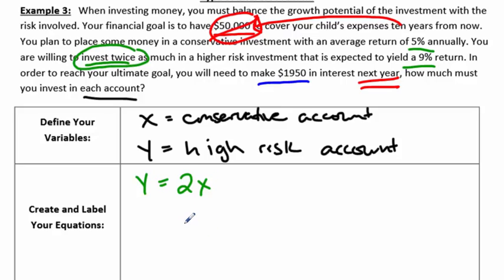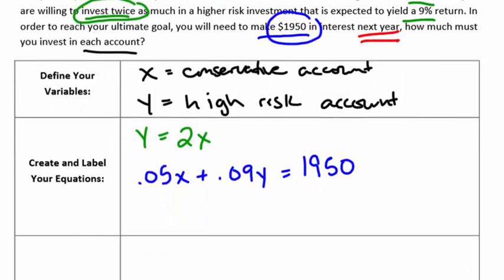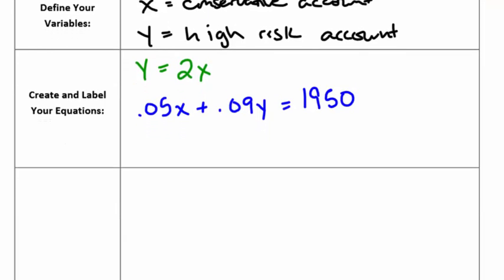The second equation is going to be our interest equation. So I know that interest works by multiplying the interest rate times the amount in the account. So for the conservative account, I'm going to use 0.05, the interest rate, times X, plus 0.09 times Y. Add that up, and that should give us our total amount of interest, the 1,950. Those are my two equations. Because I know what Y is equal to, it's equal to 2X. This is set up perfectly to use the substitution method.